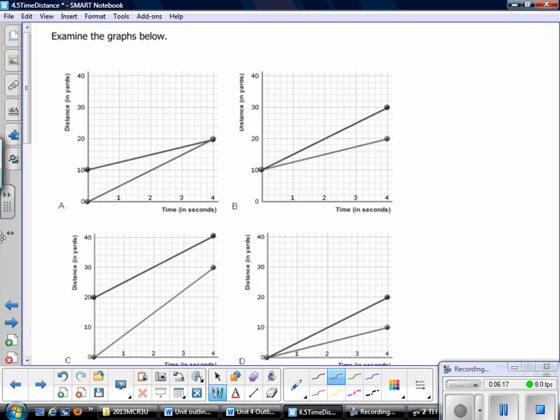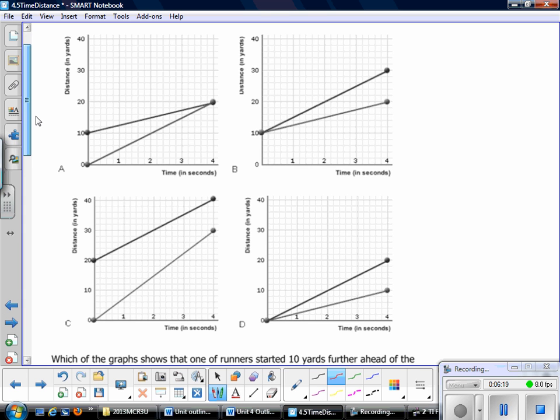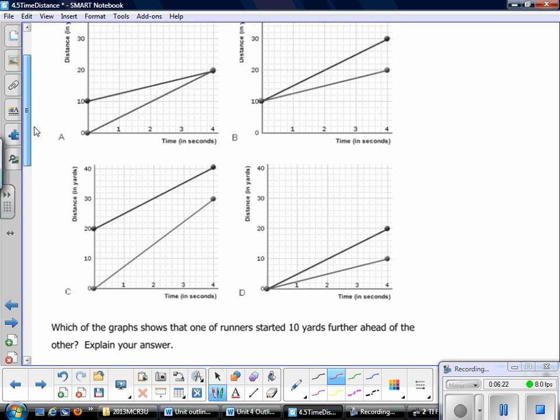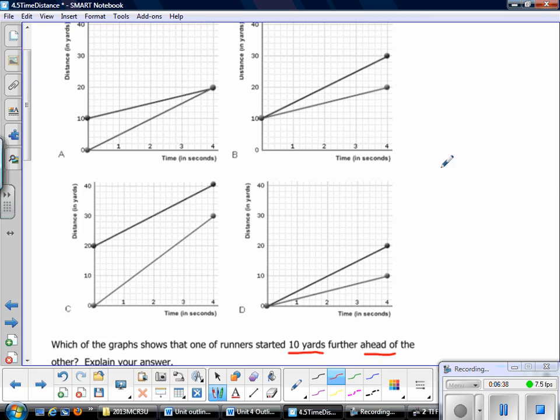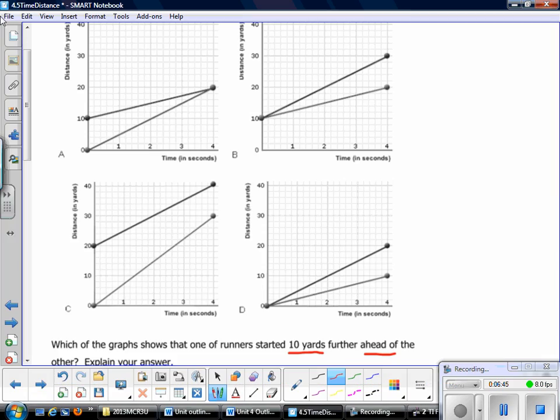Okay, so it says examine the graphs below, and hopefully you can read them. The first one says, which of the graphs shows that one of the runners started 10 yards further ahead of the other? Explain your answer. So we want one runner that started 10 more. Well, this one started the same, right? So that can't be that one. I'm thinking it's this one, but let's just go through these ones. So started the same.